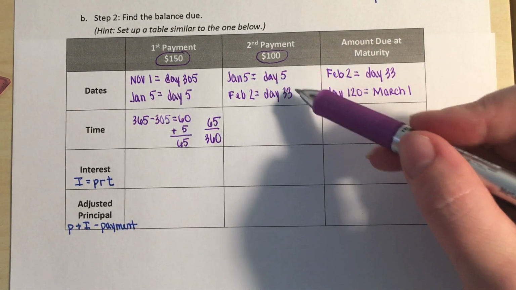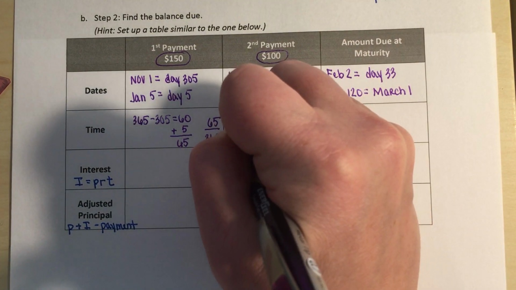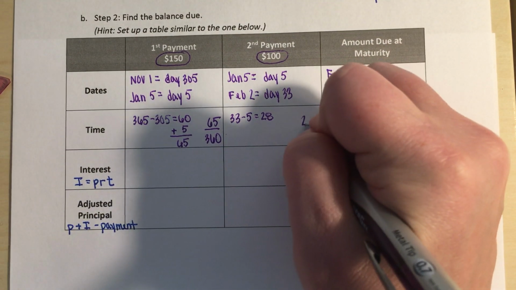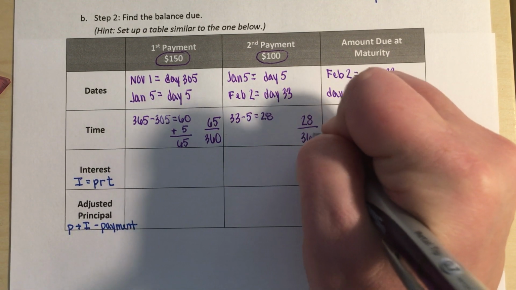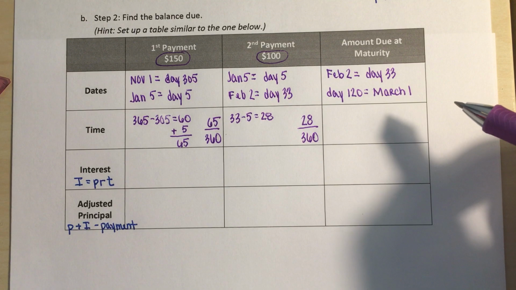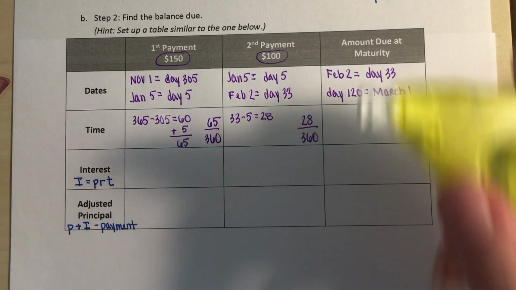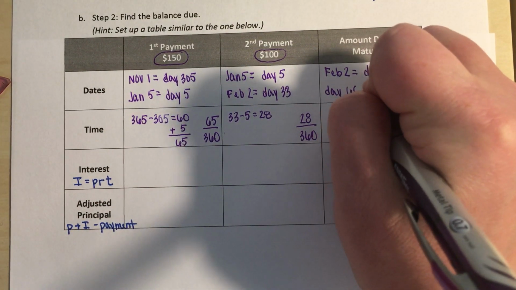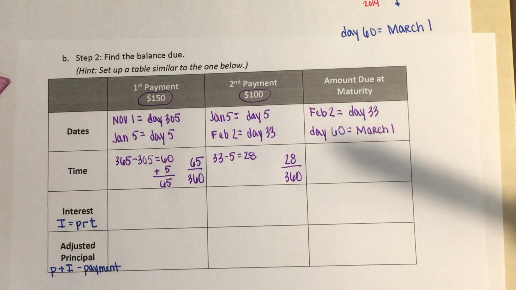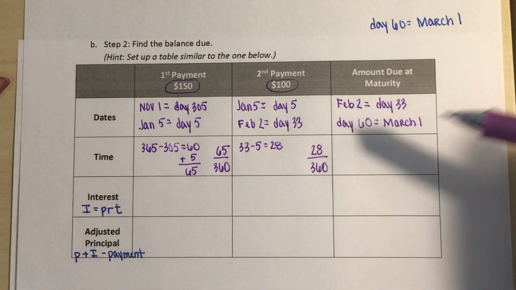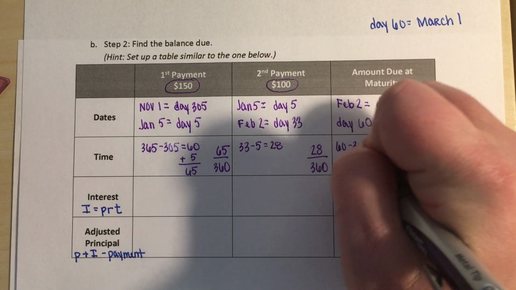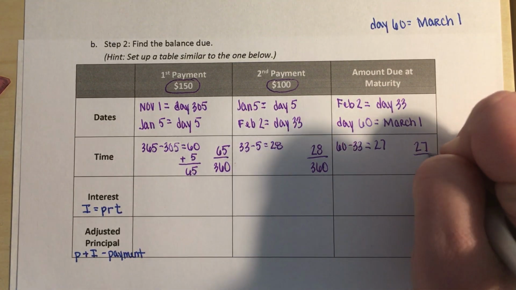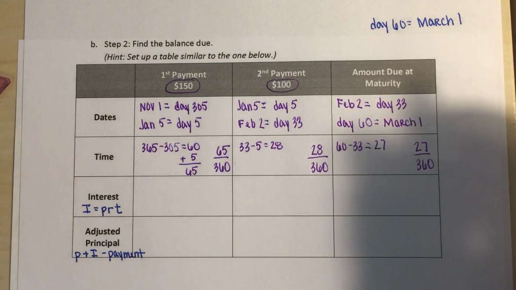Our next group is a little simpler because now we're in the same calendar year. Right? 33 minus 5 gives us 28. So our time for this one is simply 28 divided by 360. Right? And then, oops, that should say day 60 is March 1st, not day 120. It's the 120th day of the loan, but looking up right above here, that should say day 60. Right? So 60 minus 33 is going to give us 27. So we're going to use 27 over 360 for this last value.